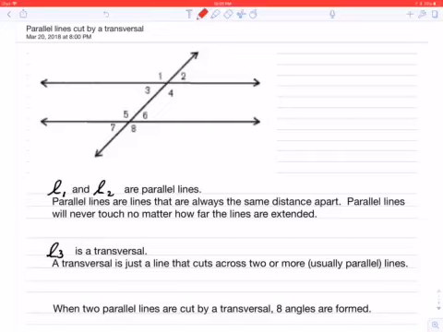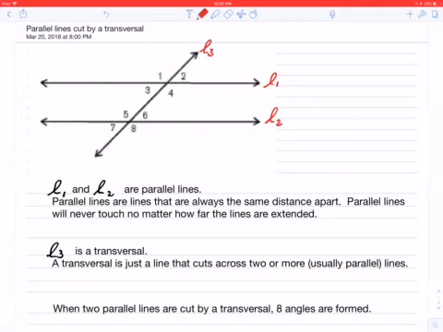Parallel lines cut by a transversal. Lines L1 and L2 are parallel lines. Parallel lines are lines that are always exactly the same distance apart. Parallel lines will never touch, no matter how far the lines are extended.